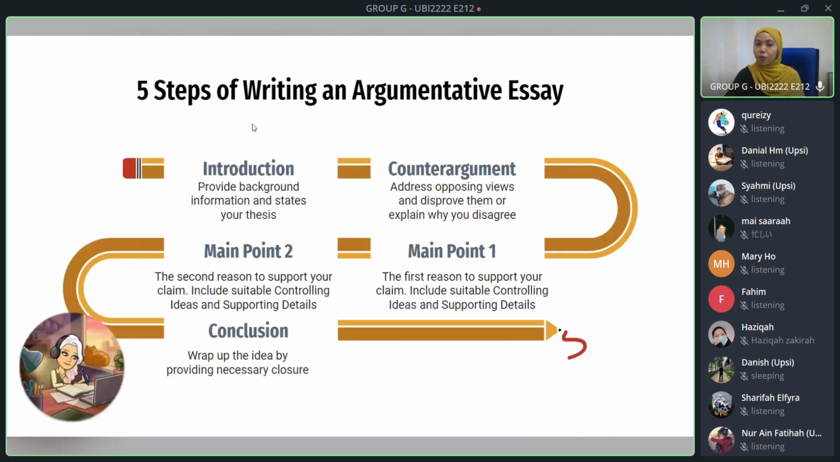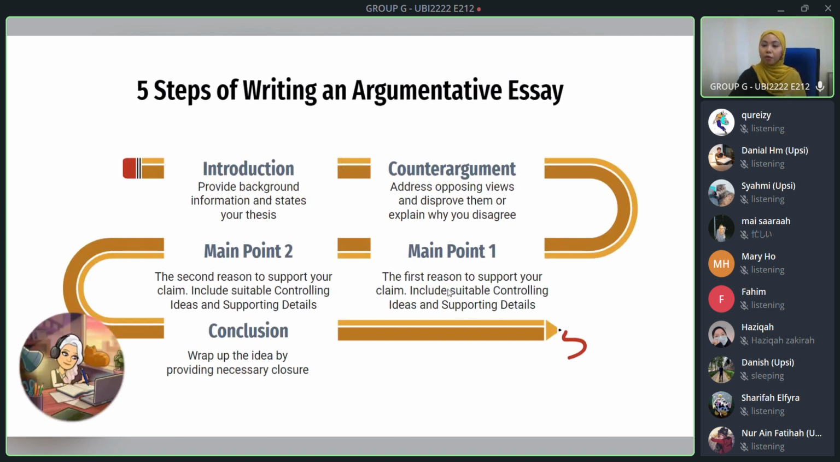So the 5 steps of writing an argumentative essay. Definitely, you need to start with introduction. It provides background information and states your thesis. And this is the additional part. You need to put a counter argument. It addresses opposing views and disproves them or explains why you disagree. We'll talk more about it. And then followed by main point 1, main point 2, and conclusion.